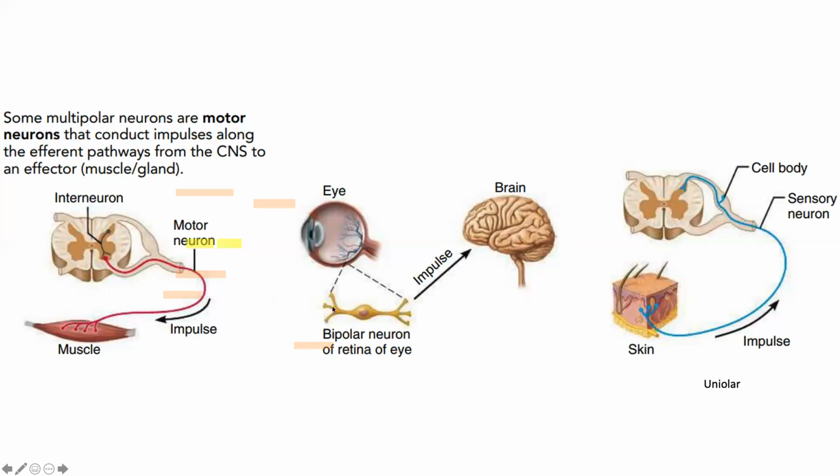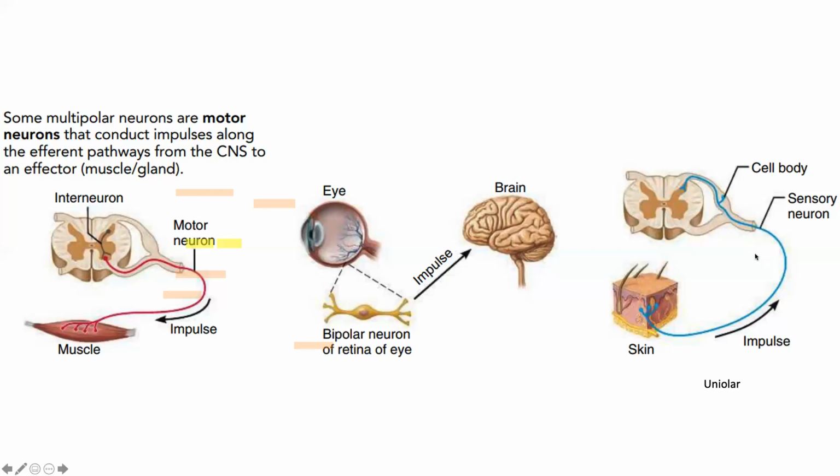Usually, bipolar neurons are found in the eye. The dendrites are present in the retina of the eye and come to the cell body, and the axon will finally go to the occipital lobe. The bipolar neurons are also present in the nasal epithelia, the olfactory mucosa.